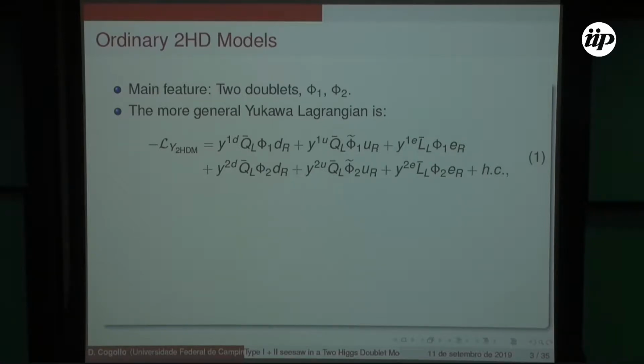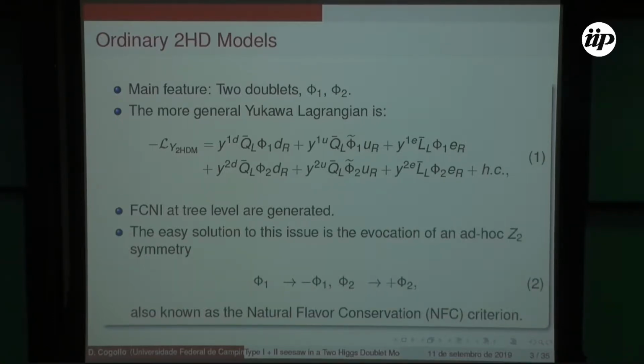Then the idea is to avoid the interaction of the two doublets with the fermions, because this kind of interaction generates the problem of flavor-changing neutral interactions, okay? Because we have two sources for the masses of the fermions, the way that ordinary two-Higgs doublet models avoid the flavor-changing neutral interaction is by proposing a Z2 symmetry, and by this symmetry, the fields transform in this way, okay? And this is known as the natural flavor conservation criterion.